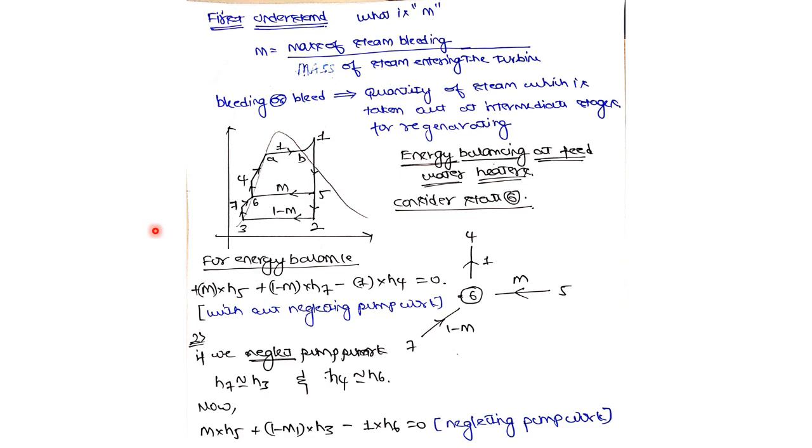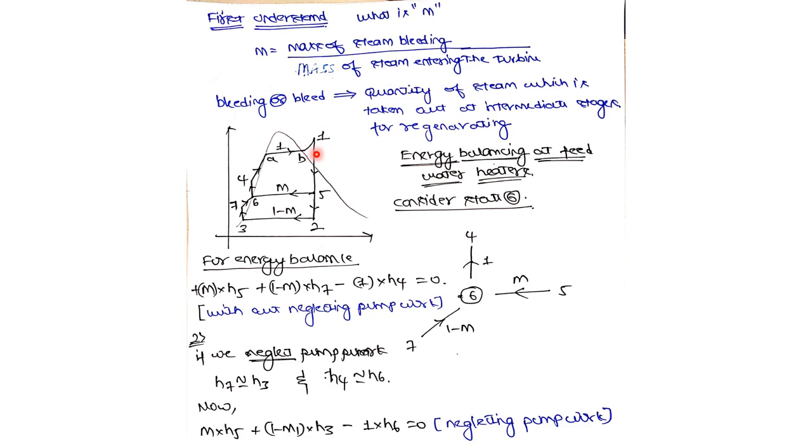power cycle. So the main important parameter governed for this particular thing is the value of m, which is the small m. So what is the small m? M is nothing but the mass of steam bleeding. So what do you mean by bleed here? Bleed is the thing which is taken out from the intermediate stage of the turbine.